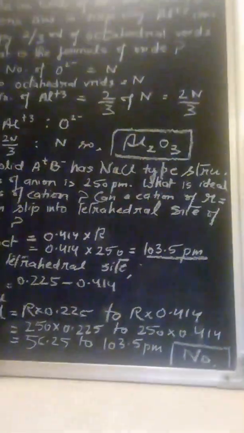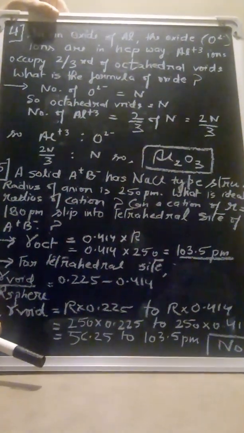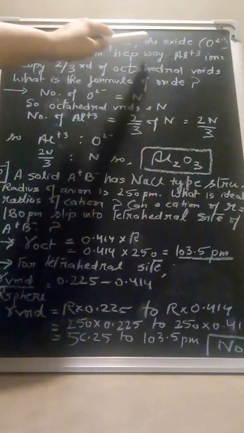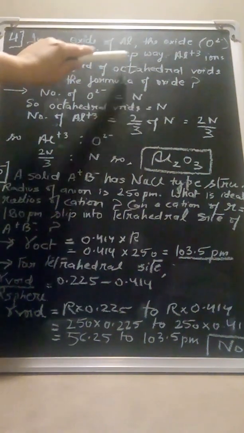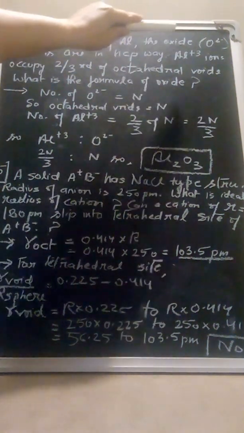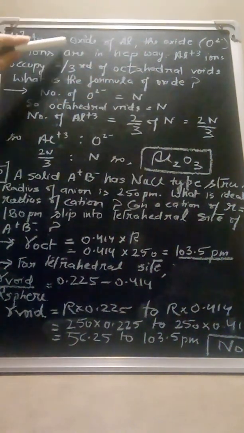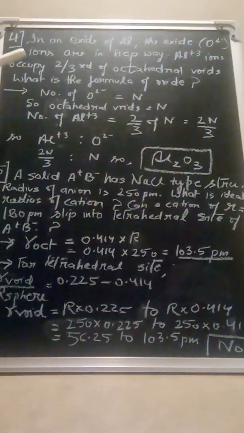So let us see another question on the voids part. In an oxide of aluminium, the oxide ions, that is O2- ions, are arranged in HCP way. So you could see here it's the anions that are arranged in HCP way, right? The oxide ions, which are the anions, are arranged in HCP way, and aluminium ions, that is the cations, are occupying the voids.